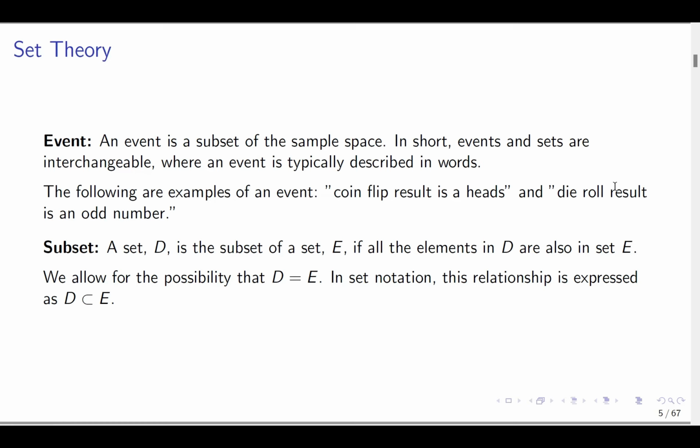Now I want to look at what a subset is. So a set D is a subset of E if all the elements in D are also in set E. All right, so this is how we denote subset: D is a subset of E. If D is equal to E, that is, if all the elements in D are the same elements that are in E, then we are saying that D is also a subset of E. So we are saying that every set is also a subset of itself.